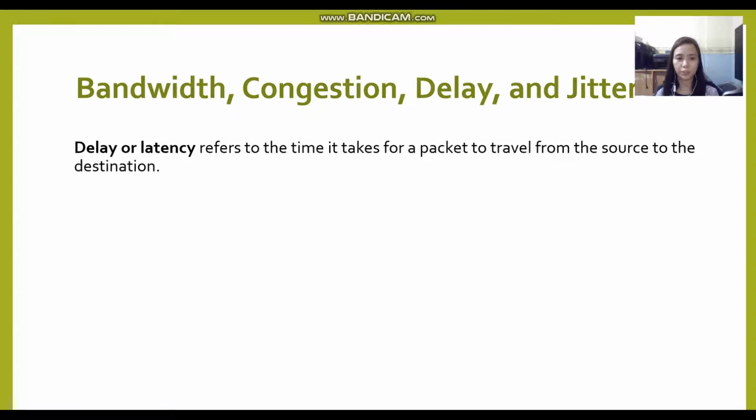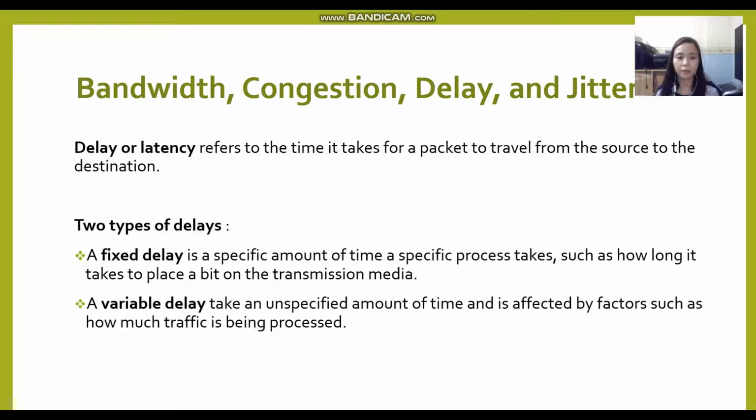Bandwidth, congestion, delay, and jitter, continuation. Delay, or latency, refers to the time it takes for a packet to travel from the source to the destination. The two types of delay are fixed delay and variable delay. The fixed delay is a specific amount of time a specific process takes, such as how long it takes to place a bit on the transmission medium, while the variable delay takes an unspecified amount of time and is affected by factors such as how much traffic is being processed.